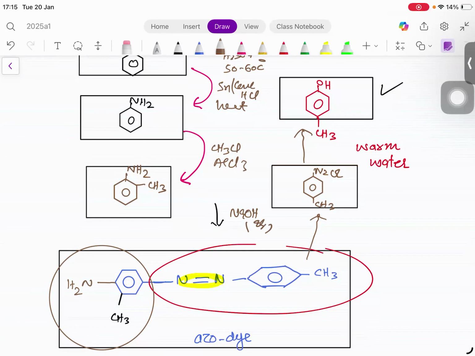So that's all. We'll continue with this, and tomorrow we are going to discuss the questions which we have done up till now: benzene, methylbenzene, phenol and phenylamine. Thank you.